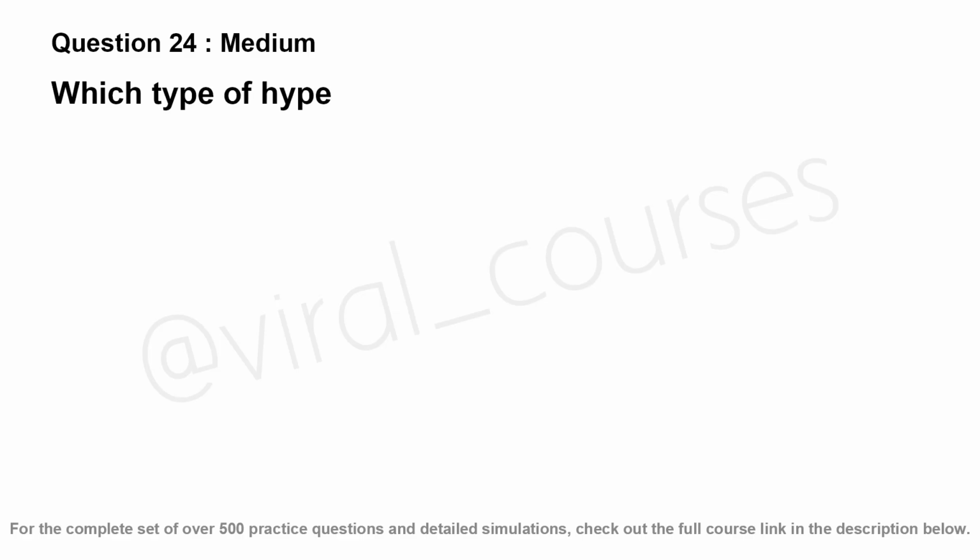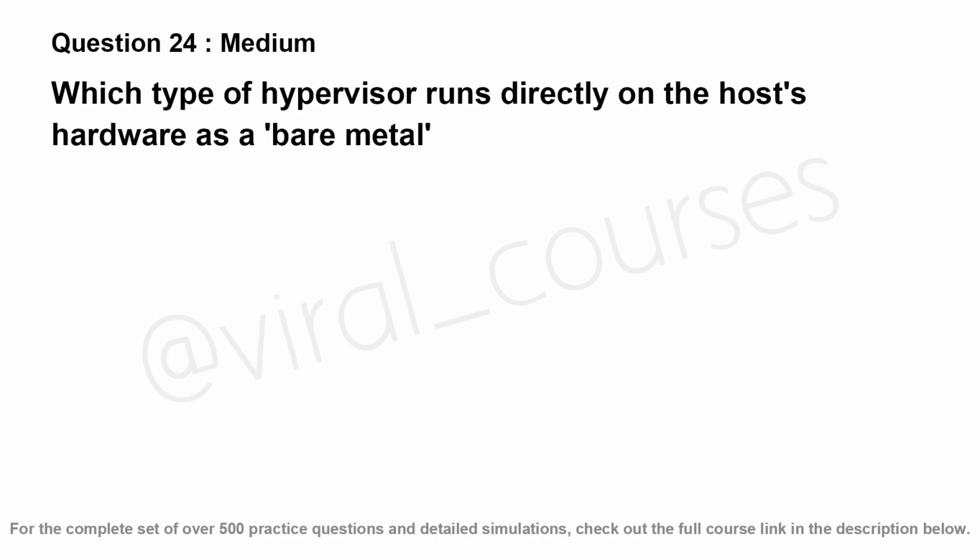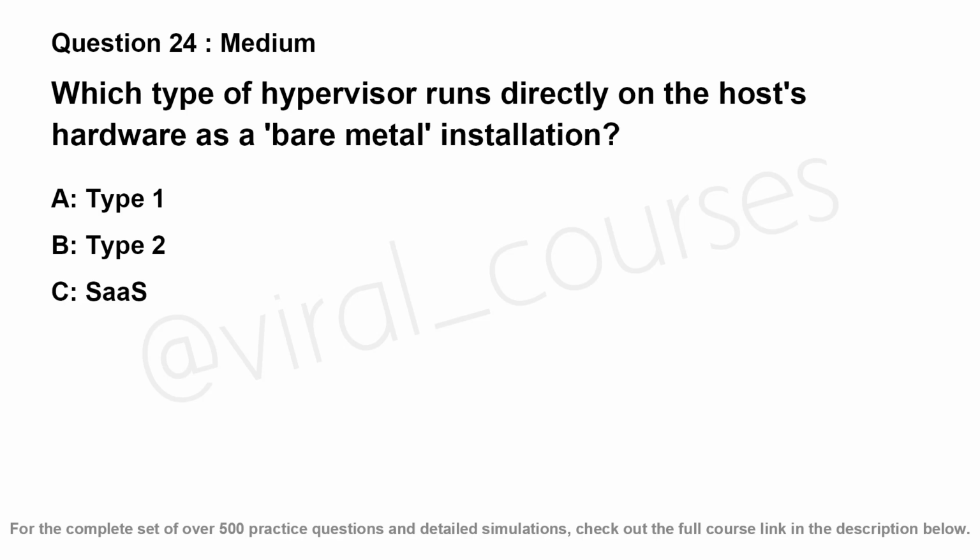Which type of hypervisor runs directly on the host's hardware as a bare metal installation? Option A, Type 1. Option B, Type 2. Option C, SAS. Option D, VDI.